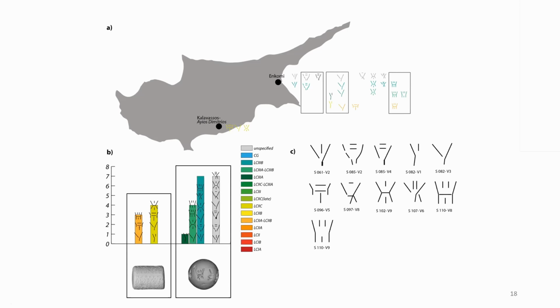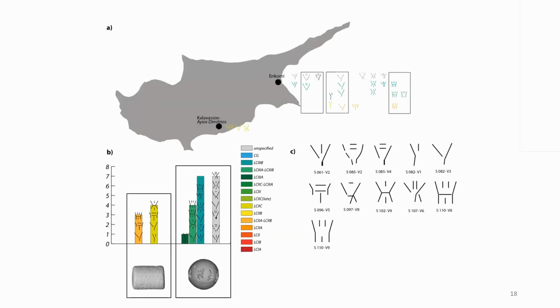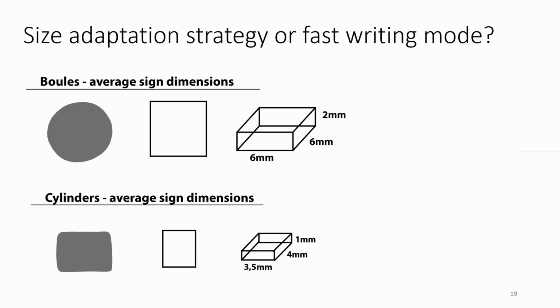And if we look at the size of the inscriptions on both objects, that could give us a clue of why these types of strokes were used in this context. For the clay balls, we have an average dimension of the signs of some millimeters in width and millimeters in height. And in the cylinders, it's about half, so 3.5 millimeters in width and 4 millimeters in height. And I think that for the cylinders, the two-lines-in-one mode was used as a strategy to adapt to the tiny signs on the cylinders. Whereas on the clay balls, I don't think it is related to the size, but more just an experimentation to find a way to write faster.